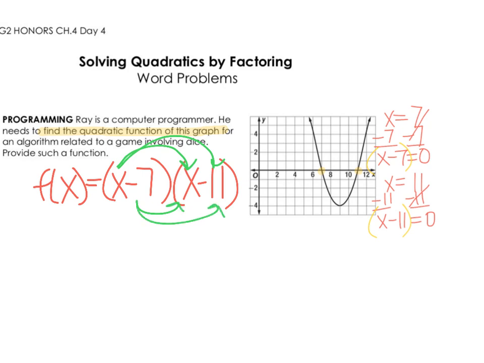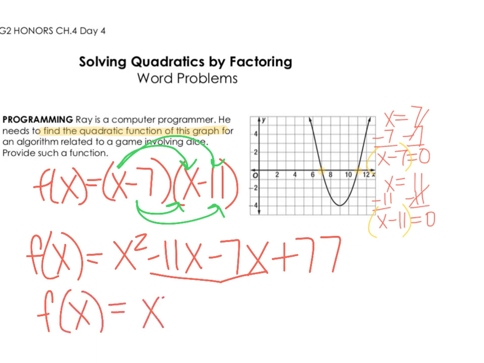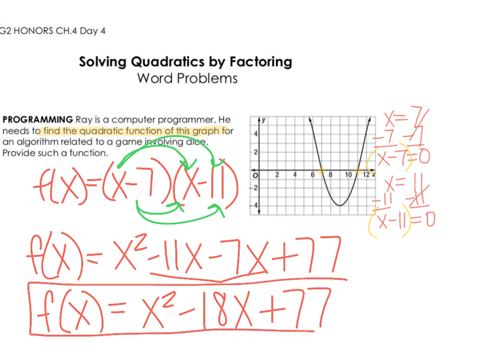So we end up with f of x equals x squared minus 11x minus 7x plus 77. We combine like terms, so we end up with f of x equals x squared minus 18x plus 77. And there's our quadratic function in standard form, and we just found the quadratic function for this graph.